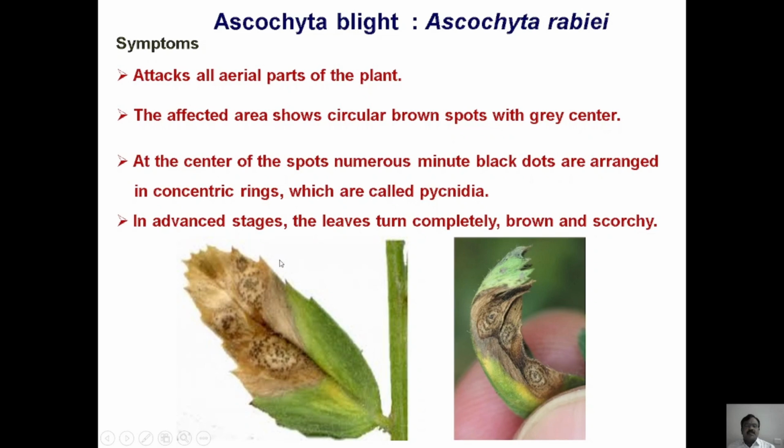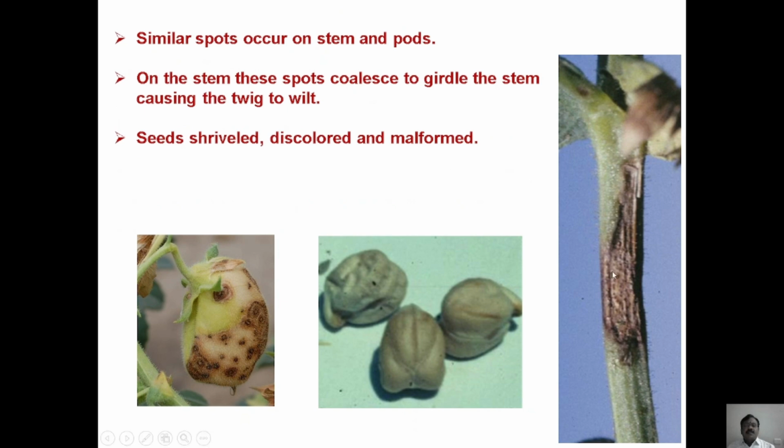In advanced stages, the blight area covers the major portion of the leaf, and the entire leaf turns brown, scorchy, and completely dried. Similar type of deep-seated lesions may also occur on stem as well as on pods. The deep-seated lesions on stem cause girdling symptom and collapse or wilting of the entire plant. Similarly, the lesions on the pods cause shriveling of seeds, distortion as well as malformation of seeds.